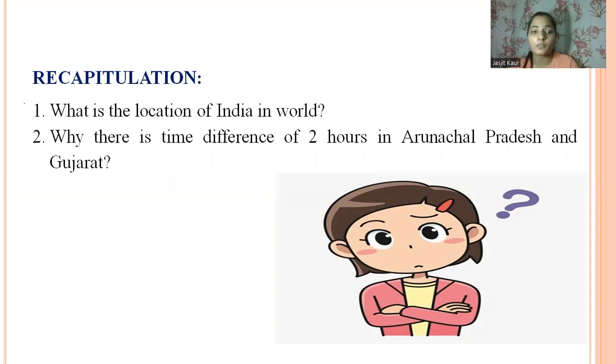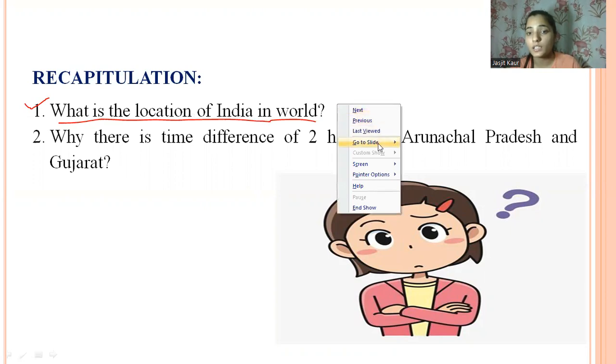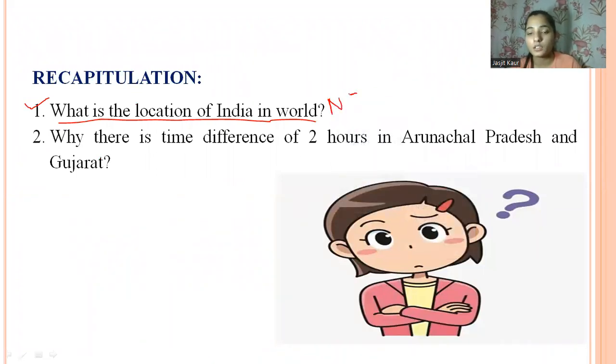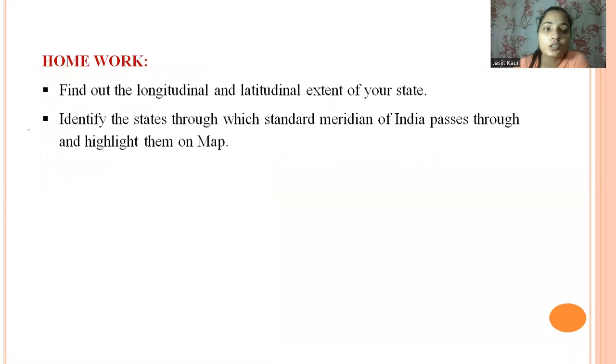Now you have to tell me the answer to this question. What is the location of India in the world? It's a very simple question, so quickly answer this in the comment section. It is north eastern. Okay. Why is there a time difference of 2 hours between Arunachal Pradesh and Gujarat? What is the reason for the 2 hour time difference between both the states? It is because of the longitudinal extent, due to which we have a 2 hour difference between both the states.